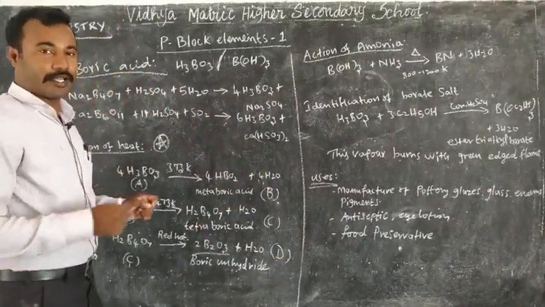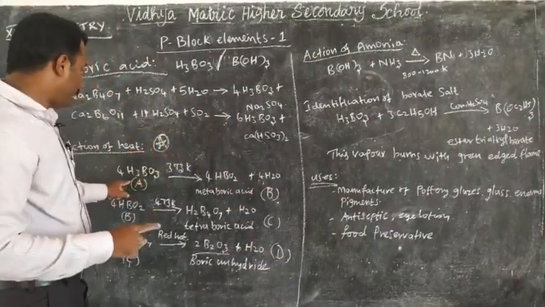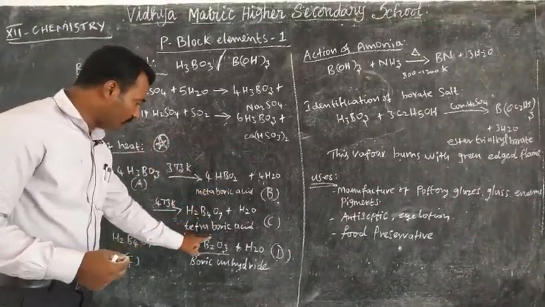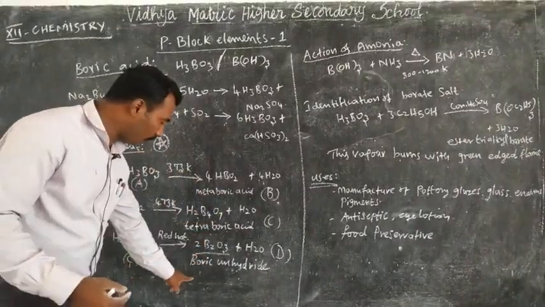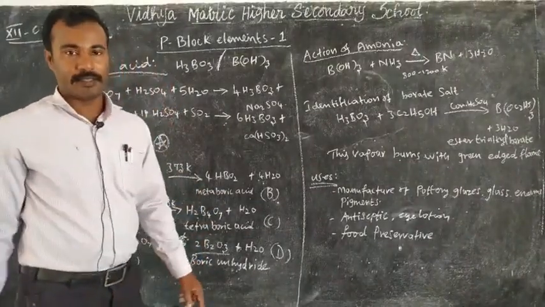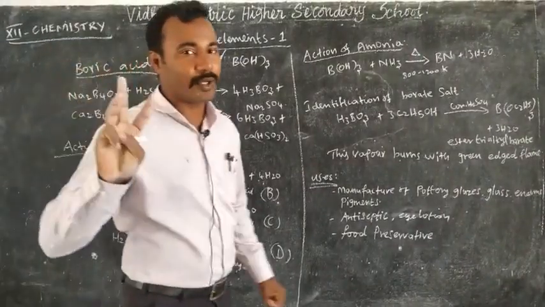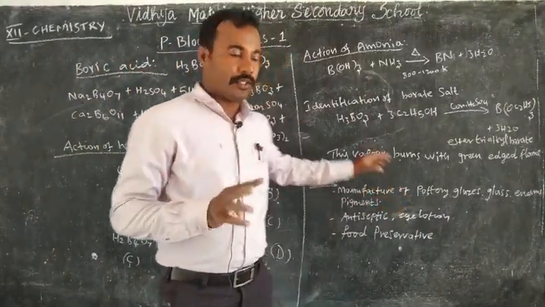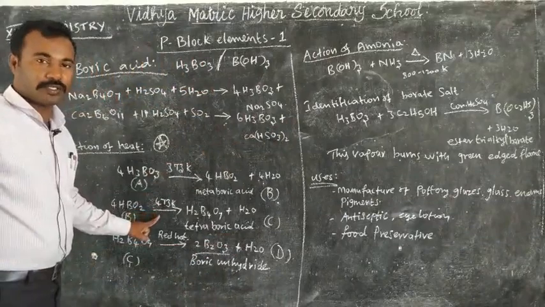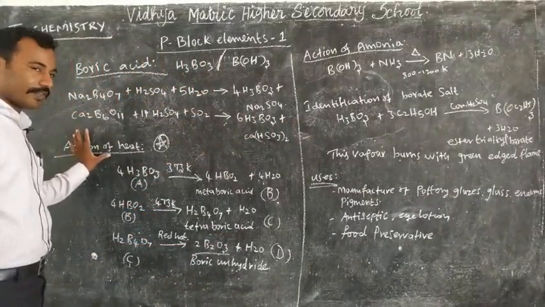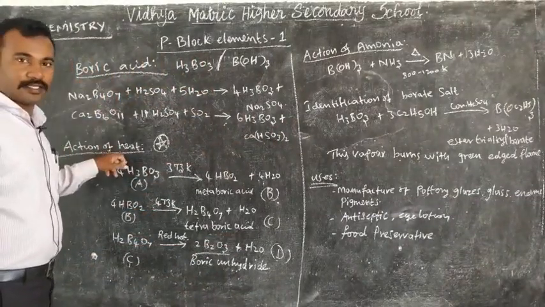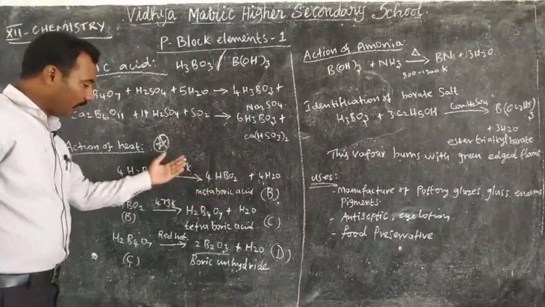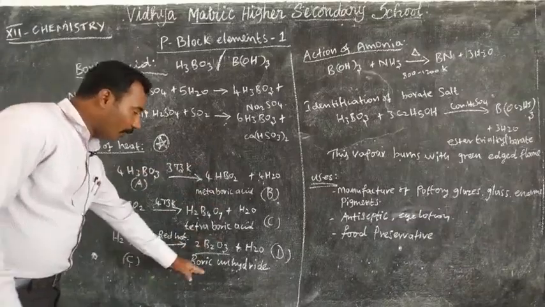Then you have to separate, right? Compound A, boric acid; compound B, metaboric acid; compound C, tetraboric acid; compound D, boric anhydride. This is very important. 3 more questions. My dear students, these are compulsory questions. They will ask from the book, so you must write the temperature. This is action of heat on boric acid. So boric acid to metaboric acid, tetraboric acid and boric anhydride.